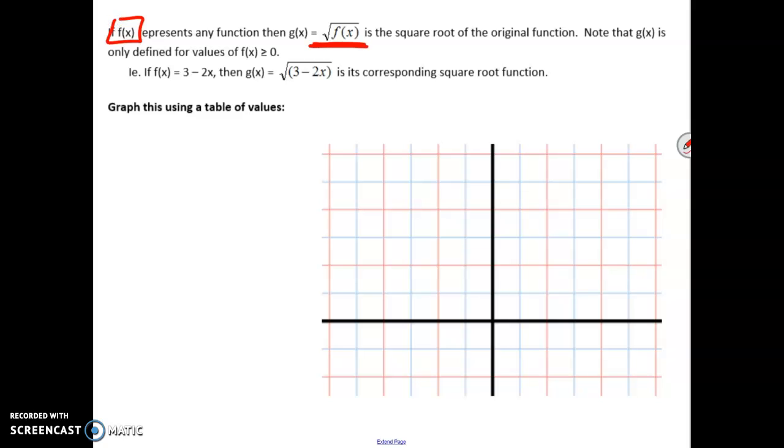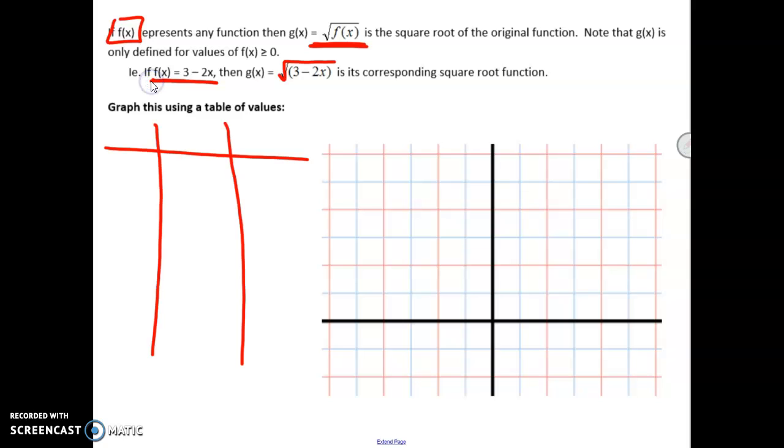So what we mean by that is if you have a function, f of x equals 3 minus 2x, then g of x equals the square root of that original function, 3 minus 2x. Now when we square root an entire function, we're actually square rooting f of x, and f of x is your y values. So we're actually going to square root all of our y values to get our new square root function.